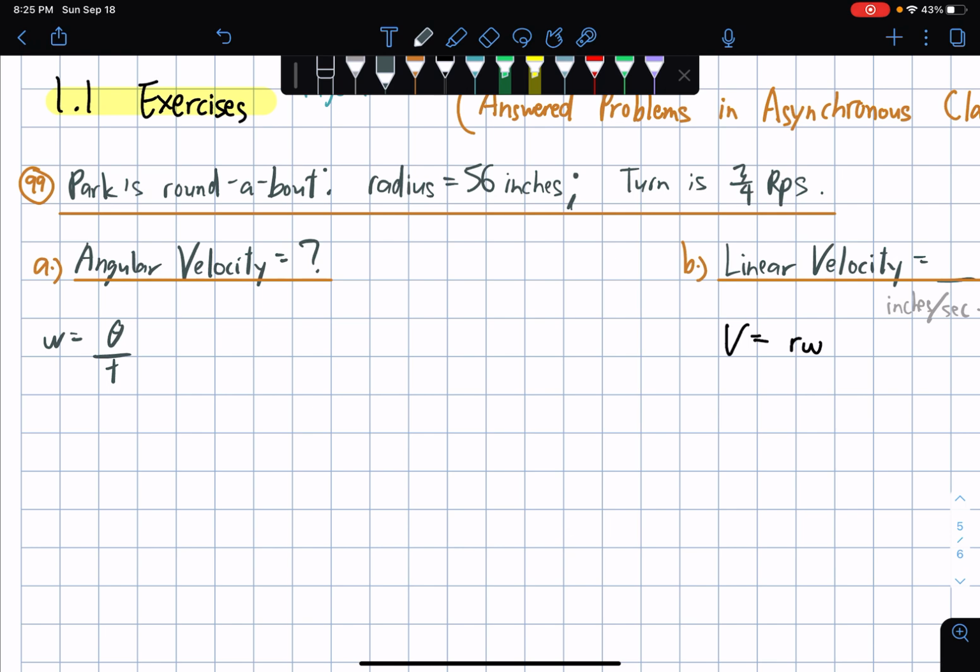The park's roundabout. Anyways, I did understand the context in the first place. This is in a park. The roundabout. It's similar to a carousel in certain aspects, but I think you get the picture. The radius is 56 inches and the turn is 3/4 revolutions per second. So right now it's RPS, not RPM. What difference does it make?